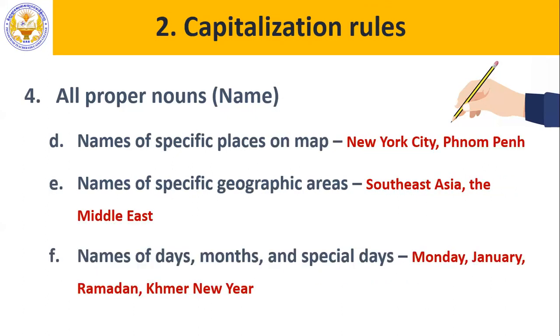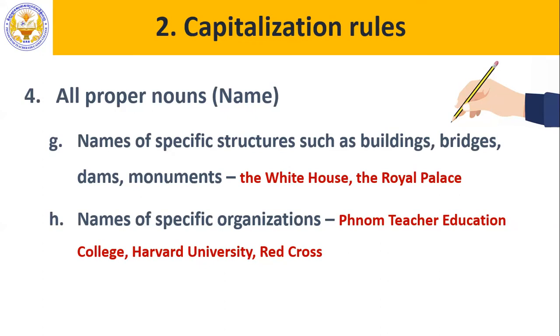D. Names of specific places on a map. New York City, Phnom Penh. E. Names of specific geographic areas such as Southeast Asia, the Middle East. F. Names of days, months, and special days. Monday, January, Ramadan, Khmer New Year. G. Names of specific structures such as buildings, bridges, dams, monuments. The White House, the Royal Palace.